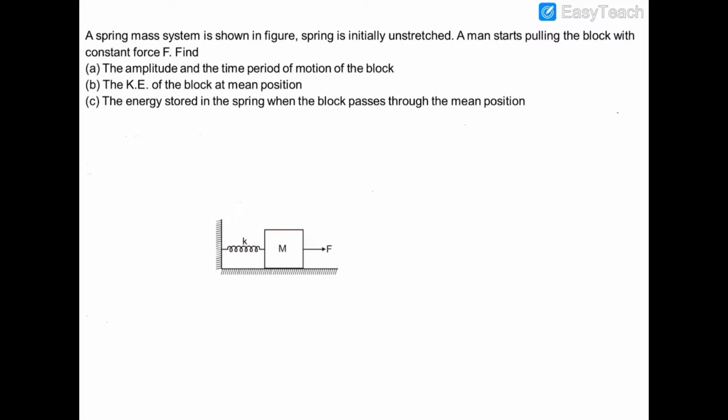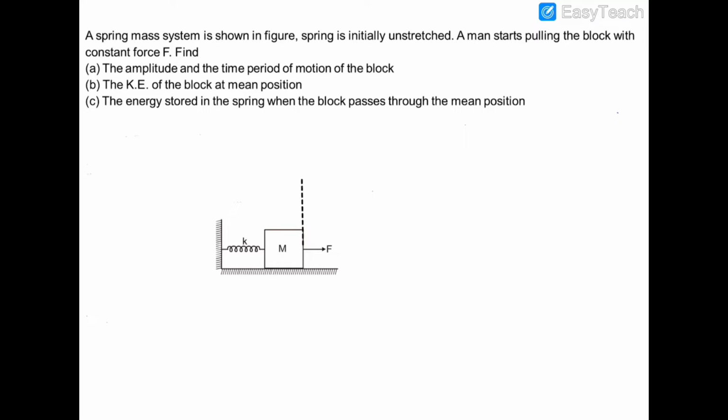Then we have to find out the time period of the motion of the block and its amplitude, the kinetic energy of the block at the mean position, and the energy stored in the spring when the block passes through the mean position. Now first of all, let us find out the equilibrium position.